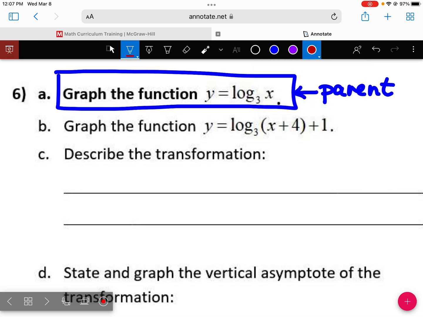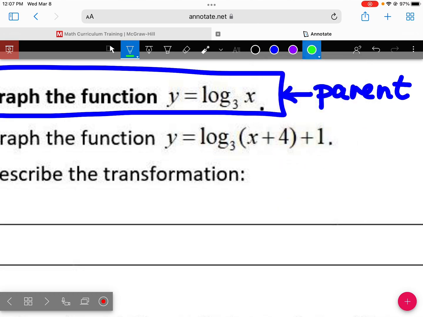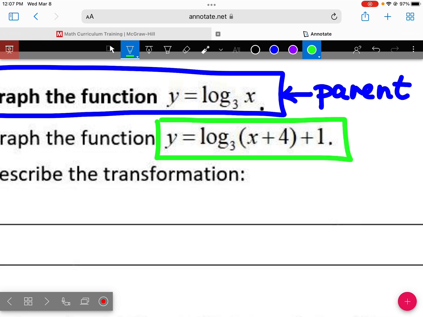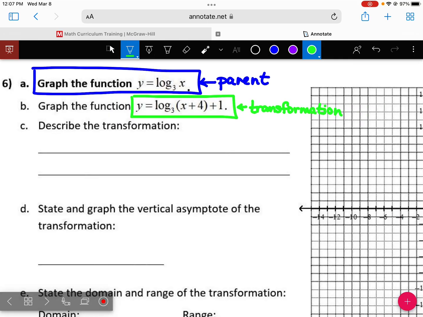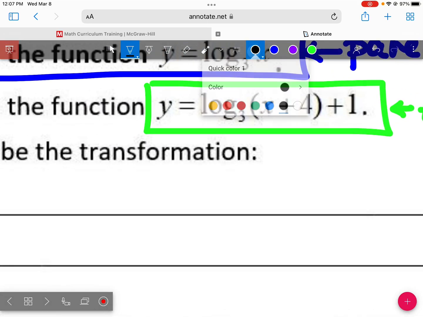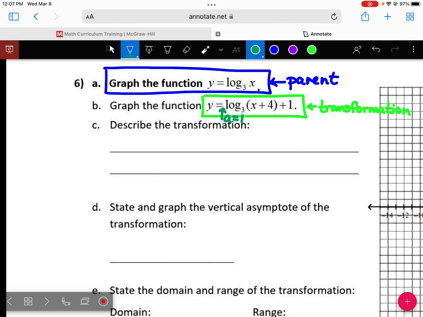Then our transformed function. I think I'm going to do this in bright green. This is my transformation. First, we want to describe this transformation. What is the a value on this transformation? 1. Right here is where the a value would be. A is 1. If you multiply by 1, will it get bigger? Will it get smaller? Will it reflect? Stays the same, so I don't write anything about it because it's not different from the parent.